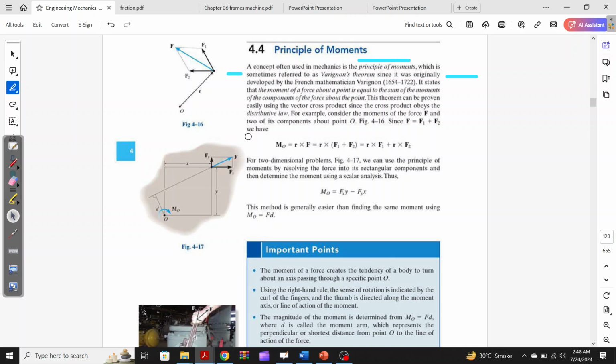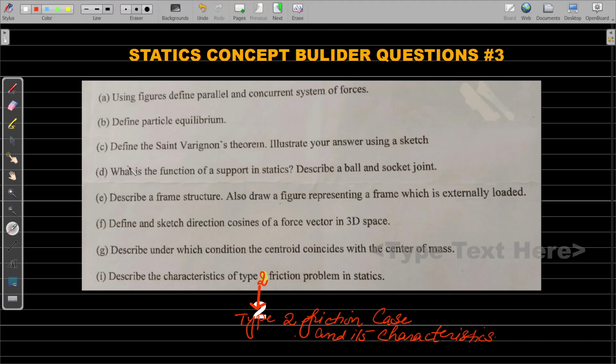You have to draw this sketch. You can get the definition from here. This line states the moment of a force about a point is equal to the sum of the moments of the components of the force about the point. You can draw this figure and write this equation with the explanation. So this is what Saint-Venant's theorem is. I hope you understand this, and you can just explain it briefly with this equation to get the maximum of 2 marks.